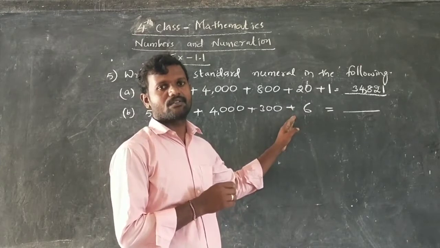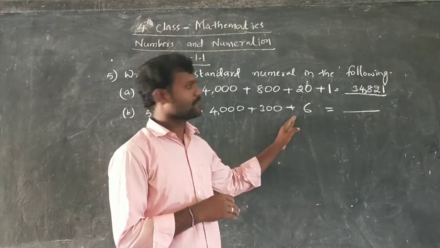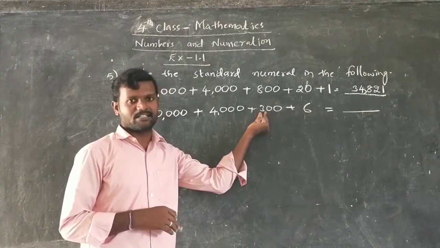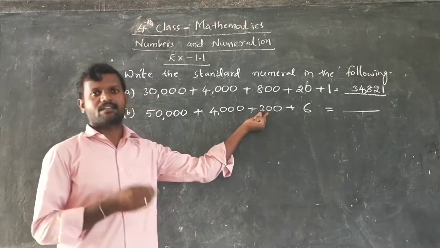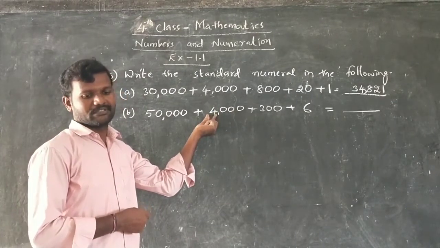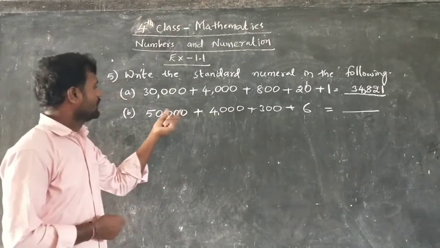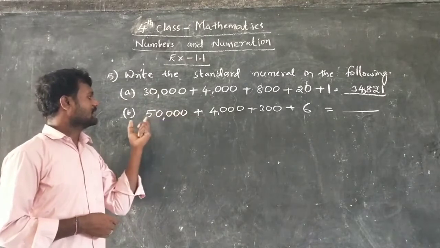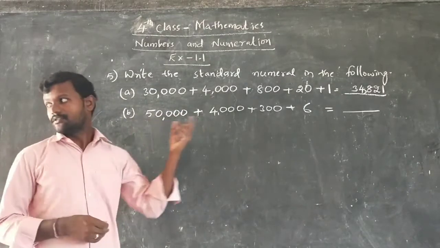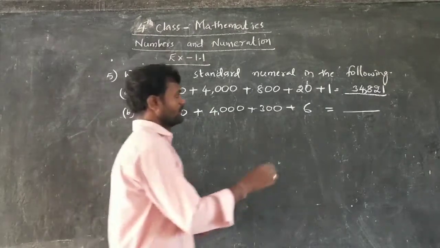That's why what you have to write? 0 in tens place. Next, hundreds. How many hundreds? 300. So 3 is in hundreds place. Hundreds completed. Thousands. 1000. What is there in thousands? 4. So 4,000. Next one, 10,000s. It is in 10,000. What is that? 5. 5 is in 10,000 place. So write the given blank.